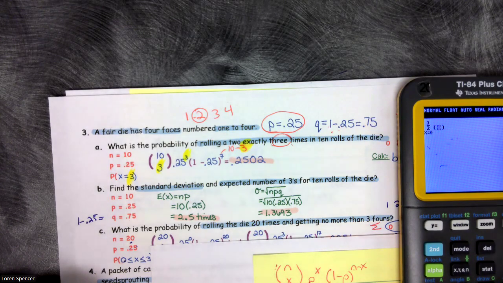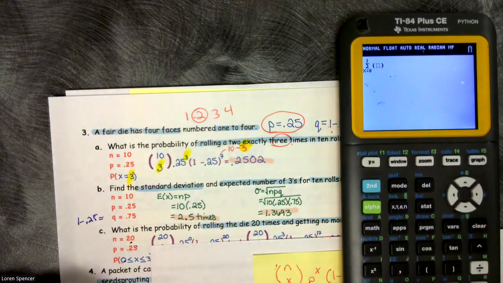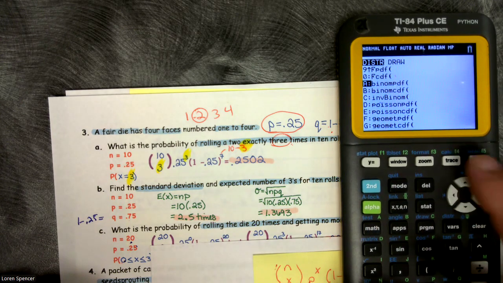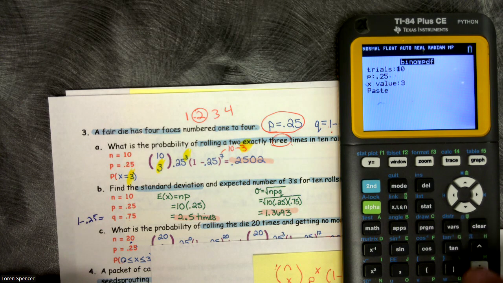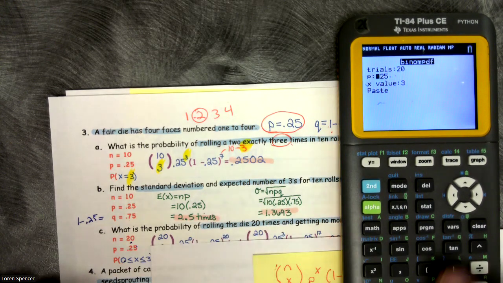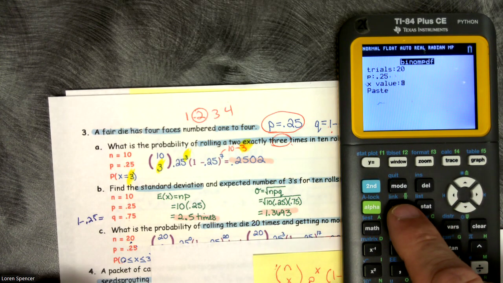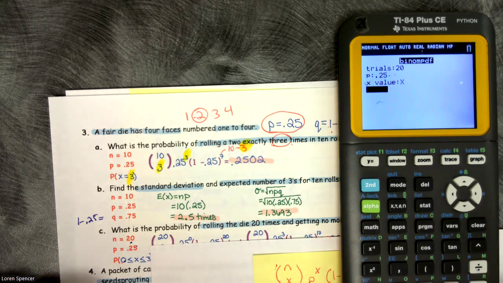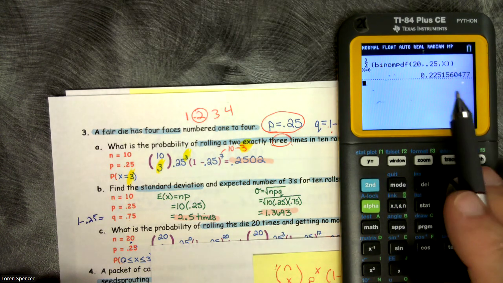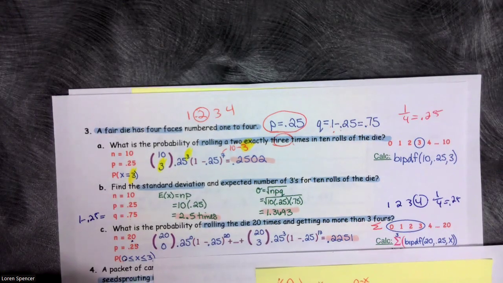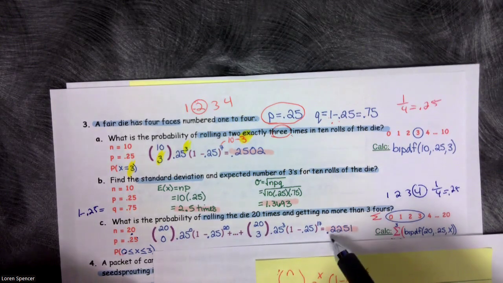Arrow over. And this is where we're going to act like it's a regular binomial. We'll go second vars, binomial PDF. Trials, in this case, we have 20 of them. Probability of success is still the same, but our X value we need to change to X, which is the X,T,theta,n button. And we get 0.2251. Okay, so there's our answer.